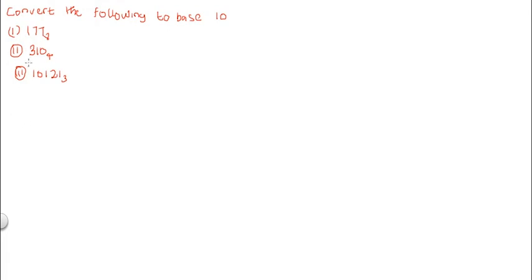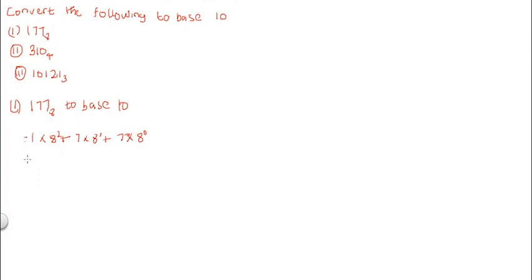So number one, we have 177 base 8 to base 10. So you have 1 times 8 plus 7 times 8 plus 7 times 8. This is 8 raised to power 0, this is 8 raised to power 1, this is 8 raised to power 2. So I'm going to be summing them up to get my corresponding value in base 10.